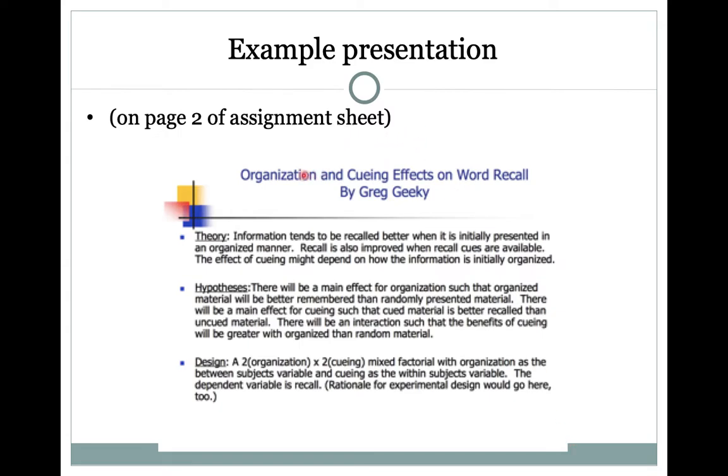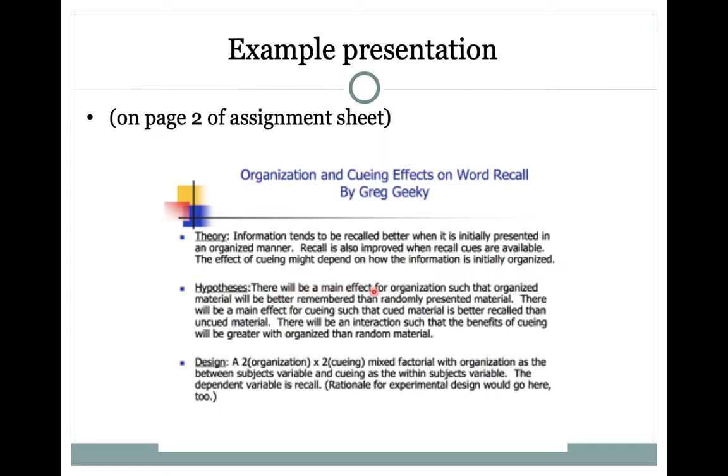As you see, we have the title, his name, theory, hypotheses, and design. For the theory: information tends to be recalled better when it's initially presented in an organized manner. Recall is also improved when recall cues are available. The effect of cueing might depend on how the information is initially organized. So basically presenting the problem, and then you have the hypotheses.